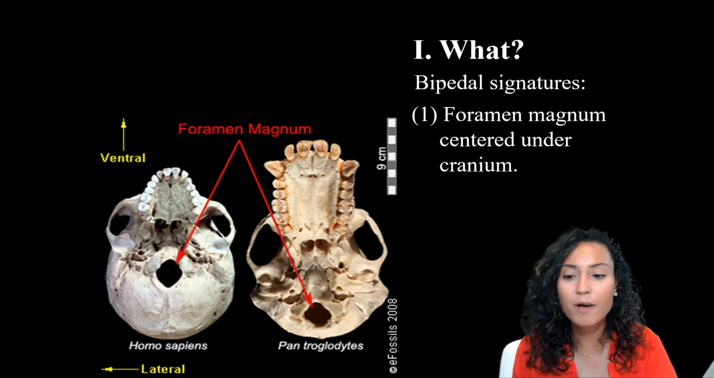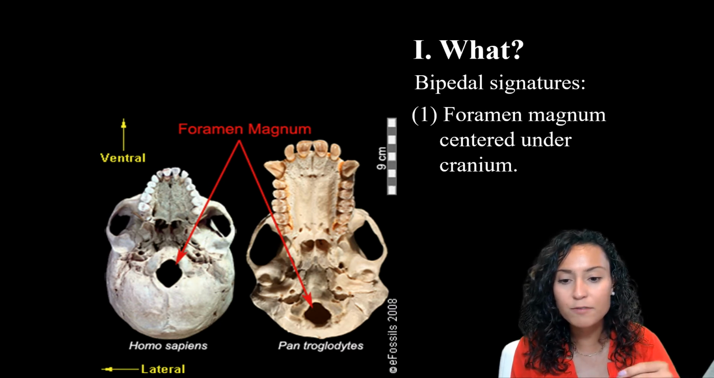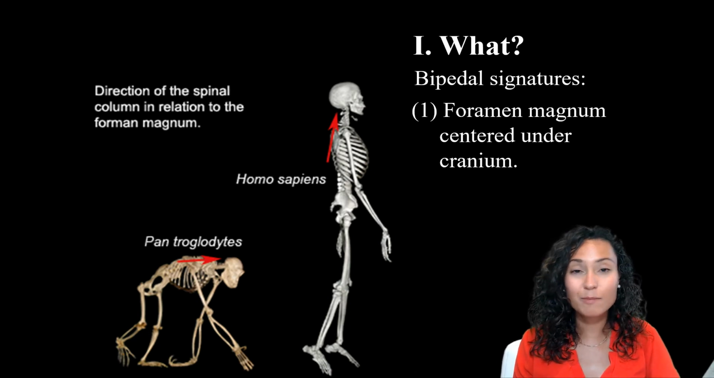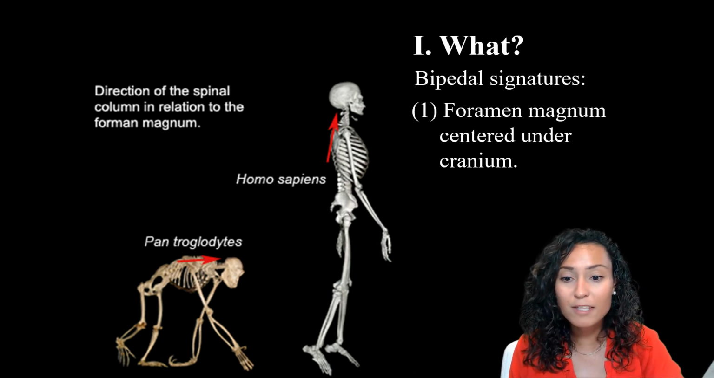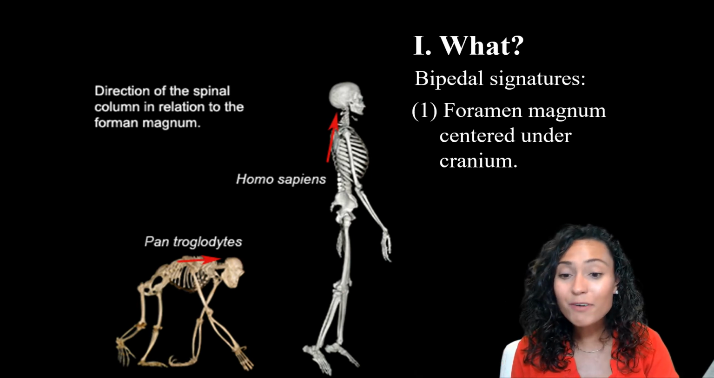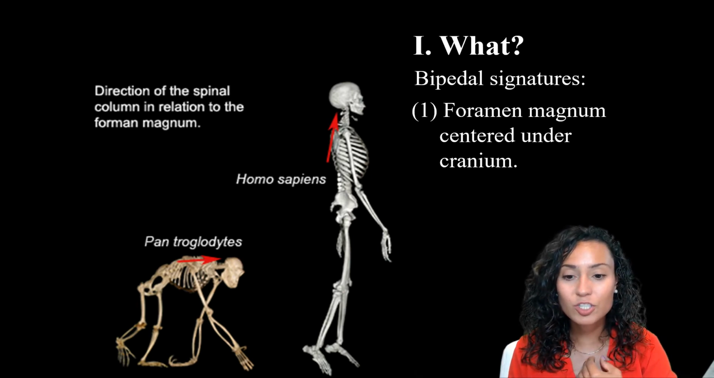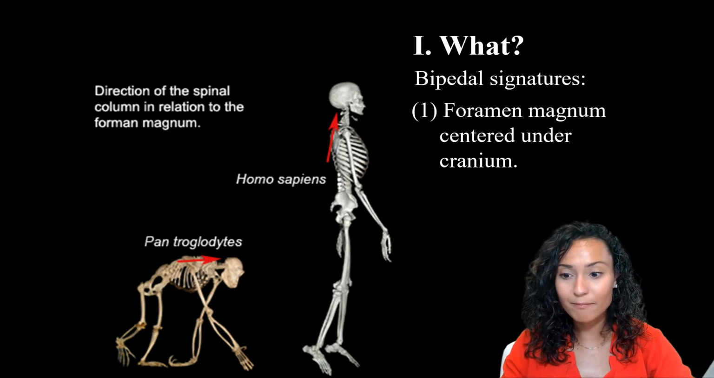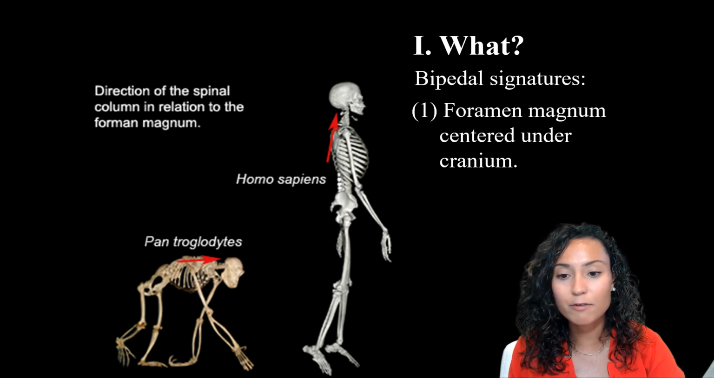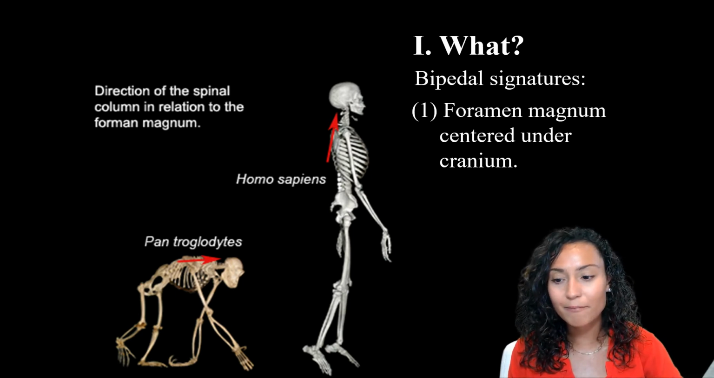The first big one is the placement of the foramen magnum, which is that large hole on the back of your cranium through which the spinal column passes. In quadrupeds, the spinal column runs parallel to the ground so that the foramen magnum is placed more towards the back of the skull. In bipeds, however, the spinal column runs perpendicular to the ground to keep us upright. As a result, the foramen magnum is located more towards the bottom of the cranium rather than towards the back.